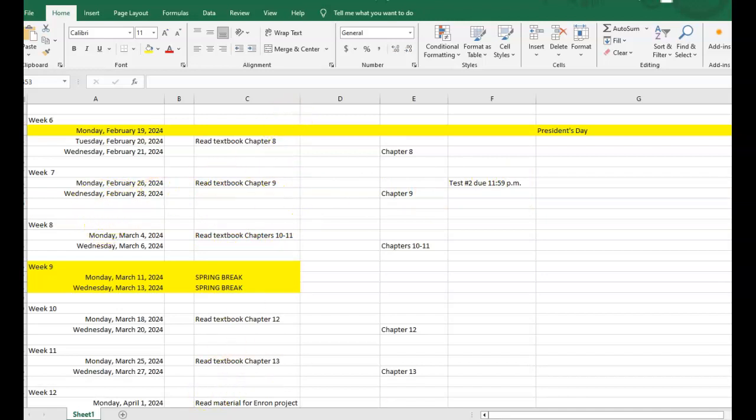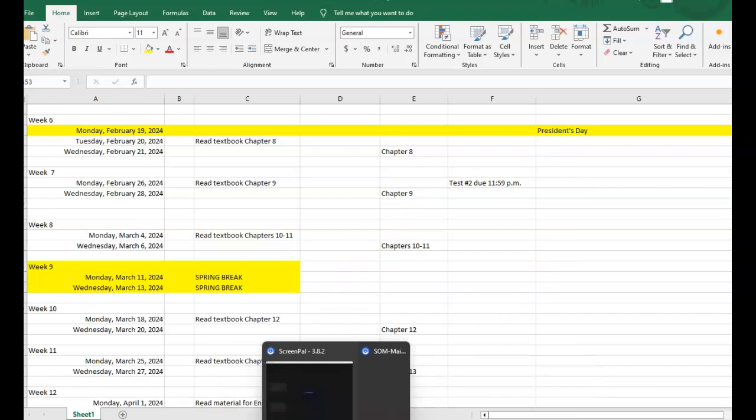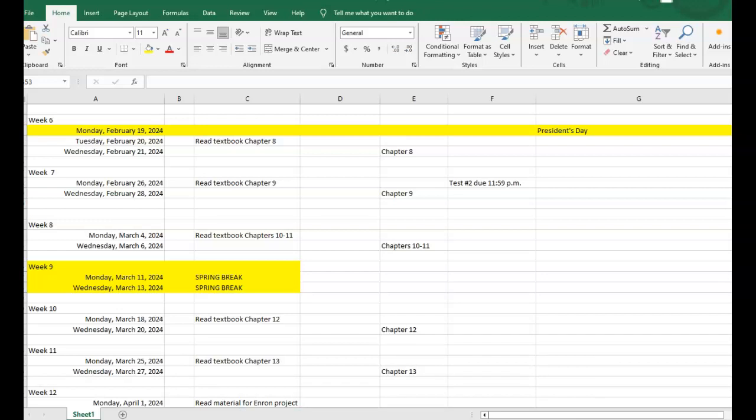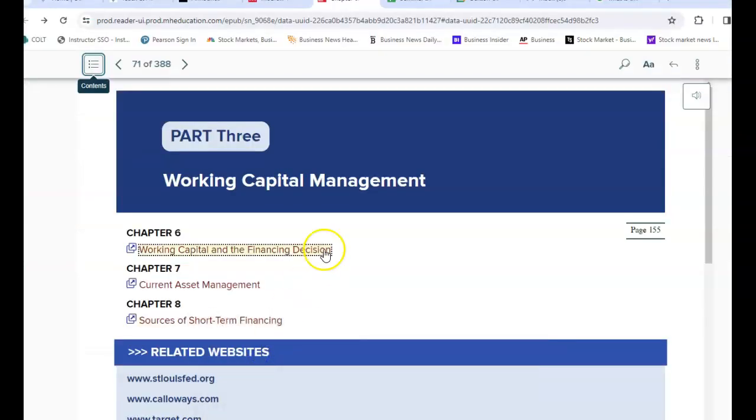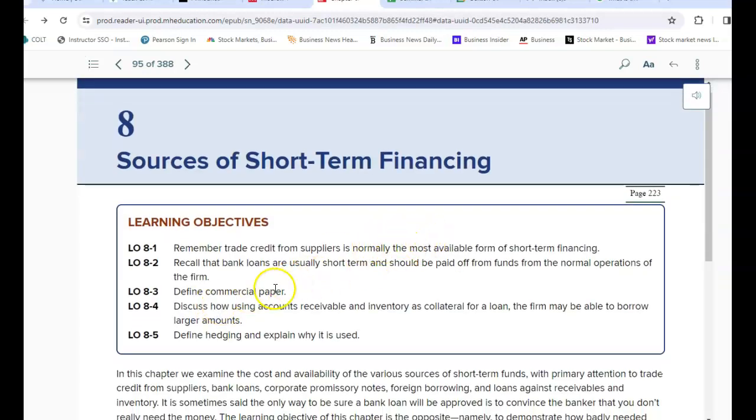All right, so let's talk about where we're at. Last week we started talking about the whole idea of working capital management, looking at the web text, our online text. It's a very important area of finance and financial management. We talked about working capital and the financing decision in Chapter 6. We talked about current asset management in Chapter 7. It's all basically based on current assets and current liability management. So we're going to look at Chapter 8 this week. In Chapter 8, we're going to talk about short-term financing, which is frequently used, certainly used literally on a daily basis by large companies.